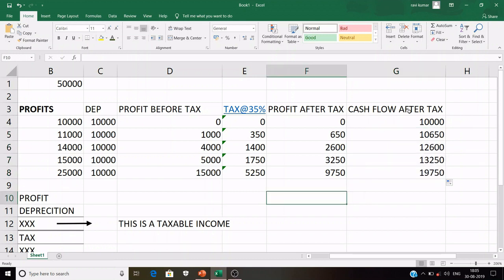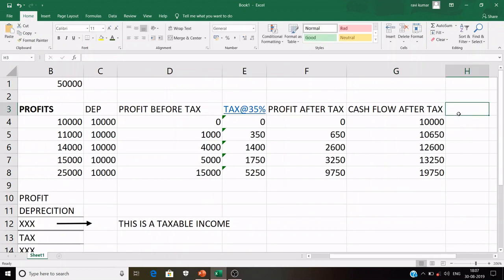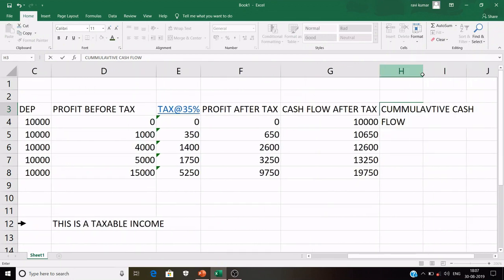So now I have cash flow after tax, and that I need to calculate payback period. Now I have cash flow after tax after adding depreciation again in profit after tax. Now what do we need to do? I hope you remember. Now I have to calculate cumulative cash flow. After getting cash flow after tax, I need to calculate cumulative cash flow that we have already done in the previous question. So write cumulative cash flow. Now we will calculate cumulative cash flows.